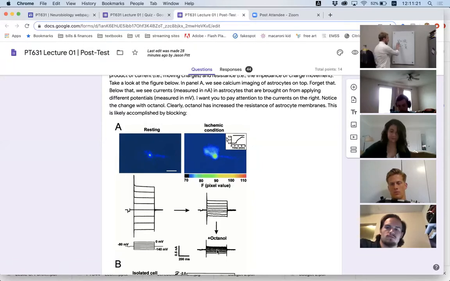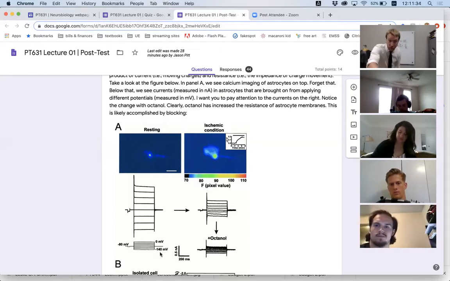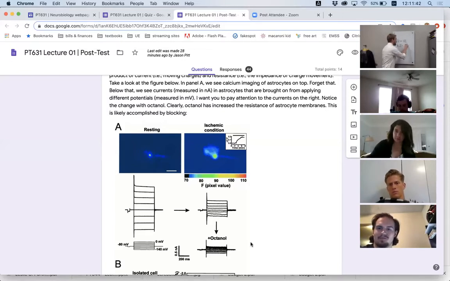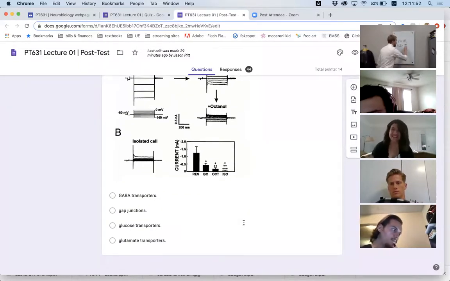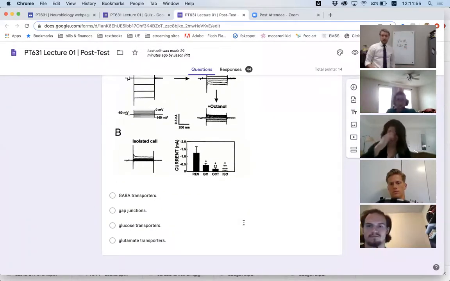Our currents have dropped. Our potential steps have stayed the same. We haven't changed that at all. We're still applying the same potentials. We're going from minus 80 up to 0 millivolts or down to negative 140 millivolts. And the current is now decreased. Well, we haven't changed our potential, so let's not think about that. What could cause this? A change in the resistance. Exactly. An increase in our resistance. So it's much harder for current to move here.